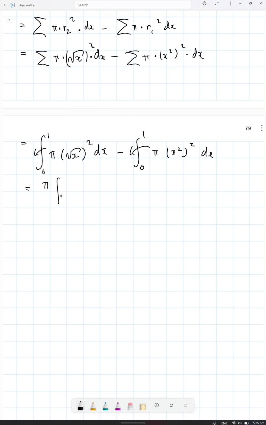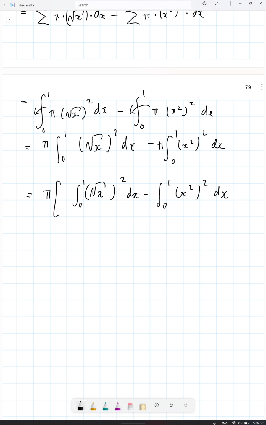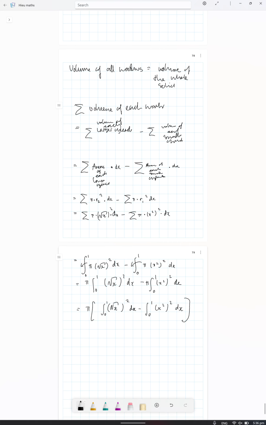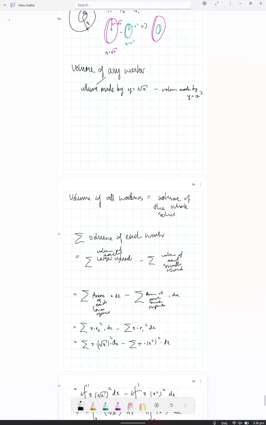So if we think of it like this, right, let's just keep it like that: the integral of 0 to 1 of root x all squared dx, minus the integral of 0 to 1 of x squared all squared dx. Then we can think of it like this: pi times the integral of 0 to 1 of root x all squared dx minus the integral of 0 to 1 of x squared squared dx. There you go. And then we can just do all the integration here and get the answer, which I believe is 3/10 pi, I think. But yes, that's how it works.